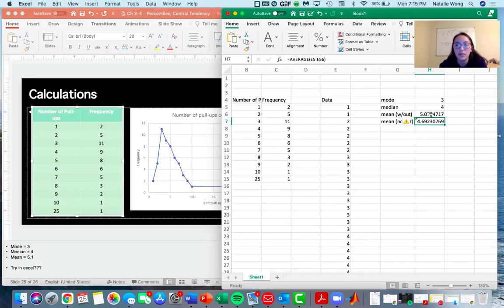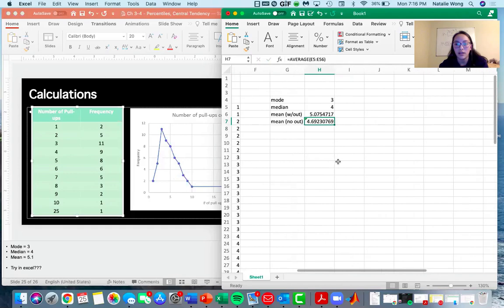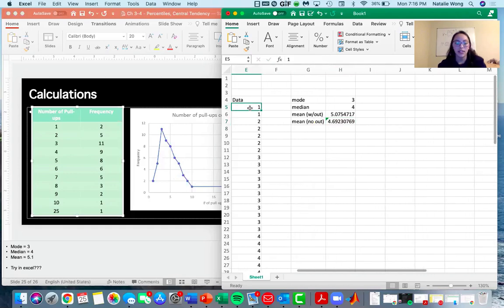Which in terms of quantities, it doesn't seem like a whole lot, but the mean should be closer to this end of our graph, right?